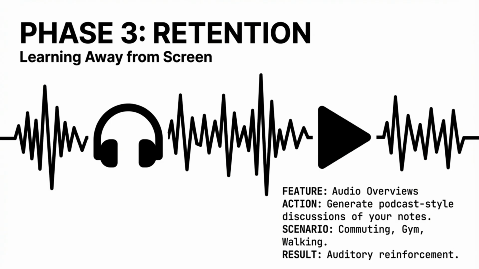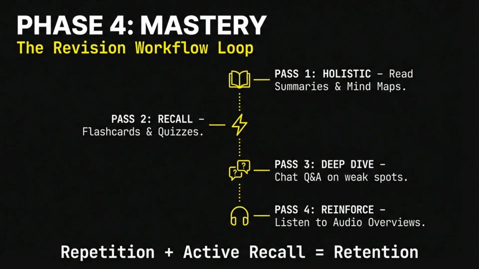For learning away from the screen, use the audio overviews feature. Generate podcast-style discussions of your notes for auditory reinforcement while commuting or exercising. Phase 4, Mastery, involves the revision workflow loop. This is a 4-pass system of holistic reading, recall practice, deep dive Q&A, and reinforcing with audio. Repetition and active recall equals retention.